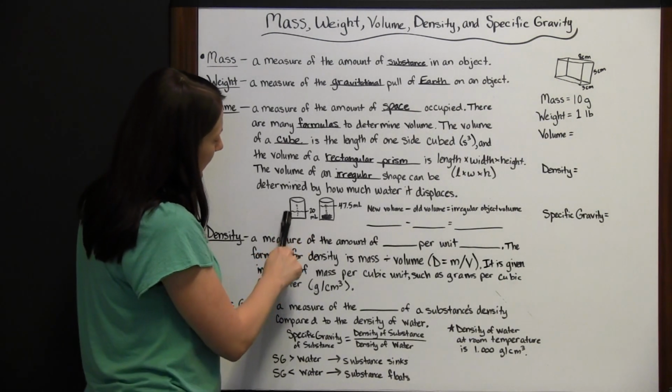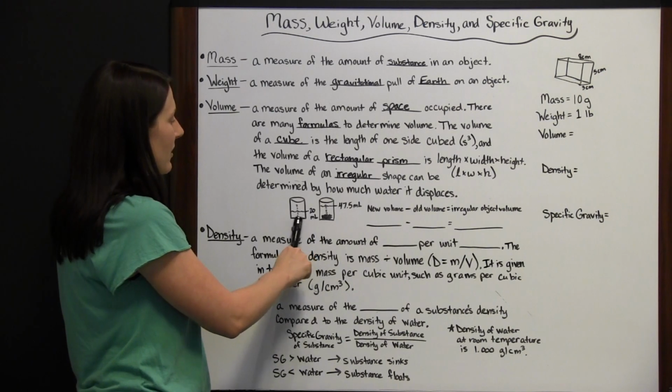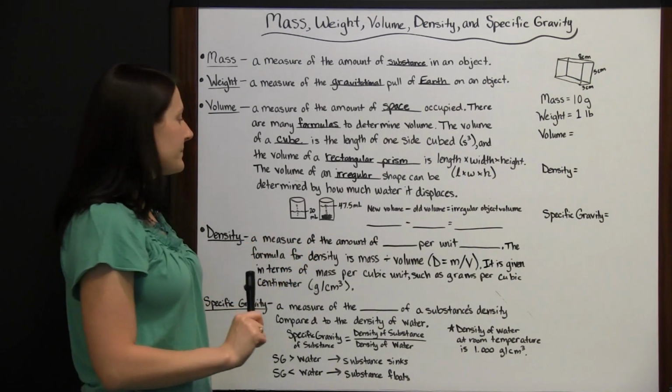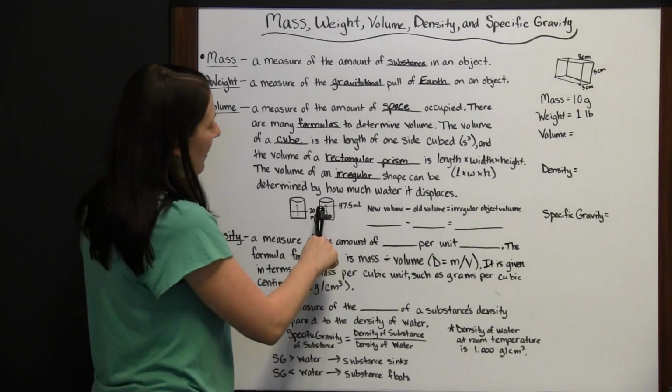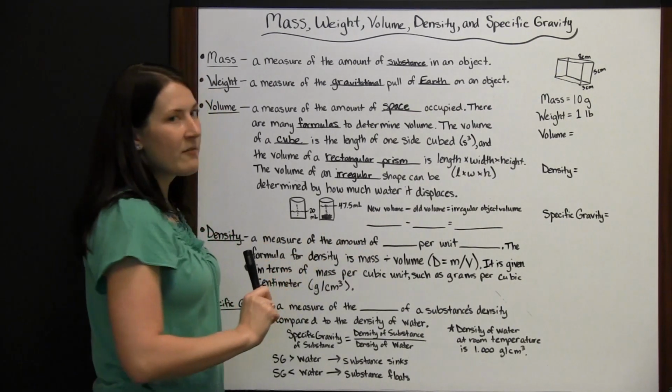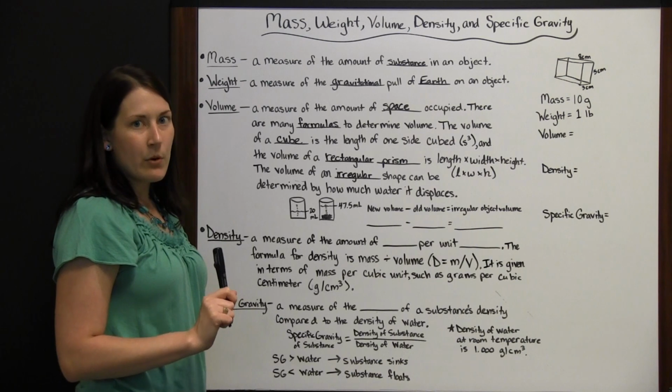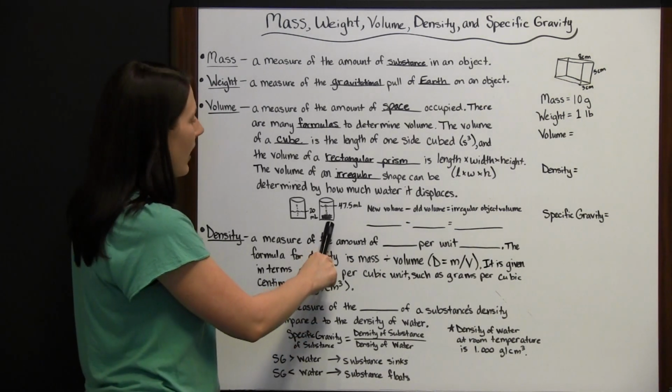If you fill a beaker with some water, let's say we start with 20 milliliters of water. Then we drop our rock into the same beaker, and now our water reads 47.5 milliliters. Well, you didn't add any more water. What you added was the rock.